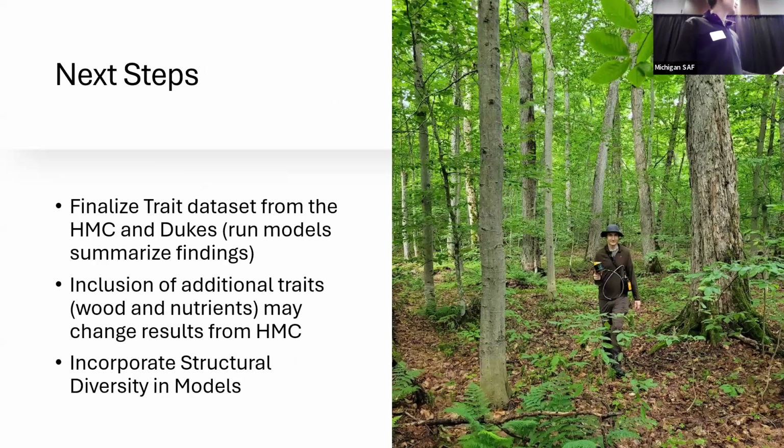So the next steps for me: finalize the trait data set from the Huron Mountains. I have to essentially run the same analysis at the Dukes that I did at the Huron Mountain Club, and incorporate some more traits. We're still working in the lab, crunching the numbers, to include additional traits. So the results I showed you before had no wood traits in them. It's going to be interesting because our leaf traits are all correlated with one another, but not necessarily the wood traits. So that might throw another wrench in our models, and then we need to incorporate the structural diversity.